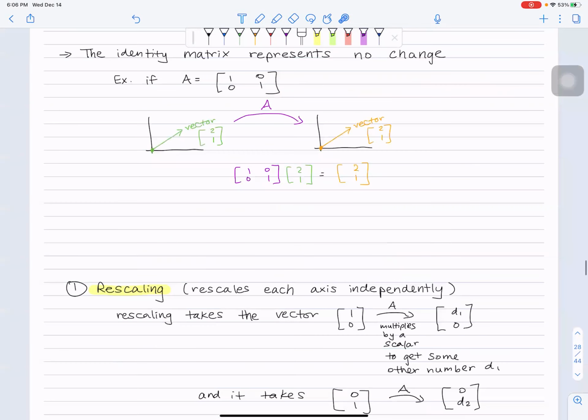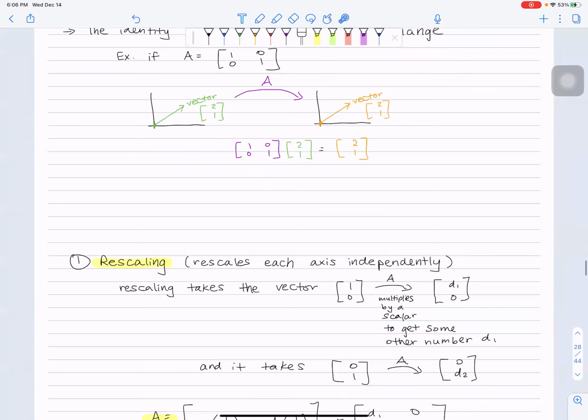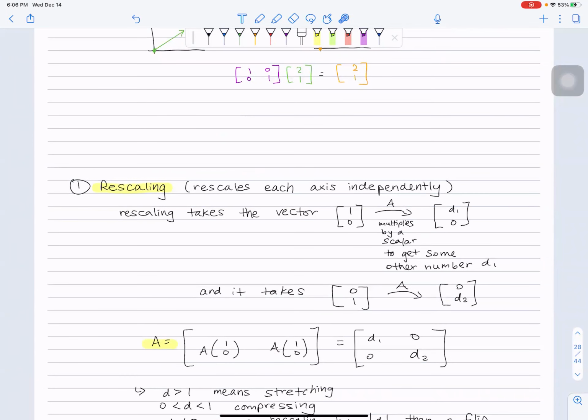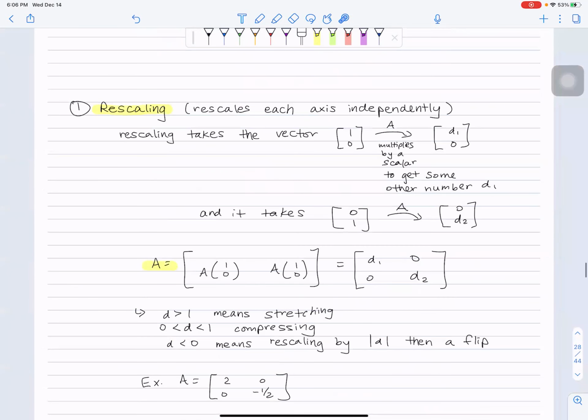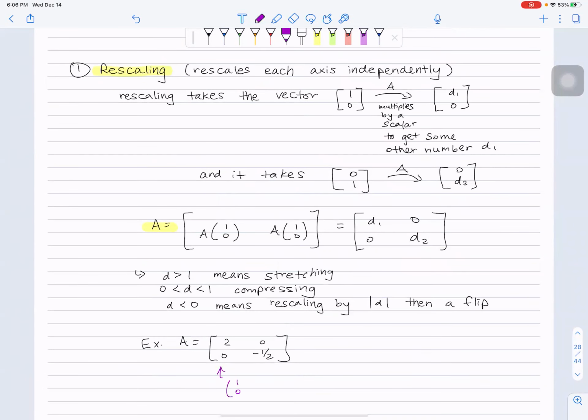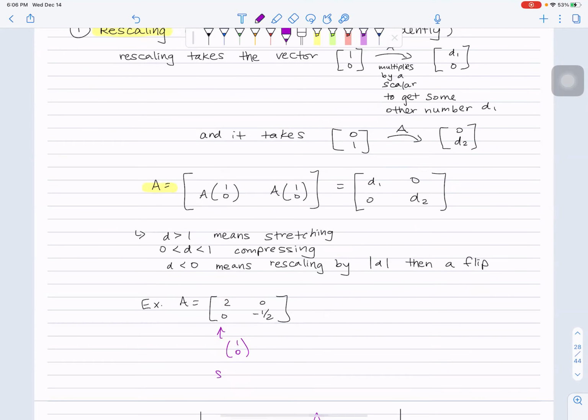First one, rescaling. Rescaling is where you can stretch or shrink the x-axis, stretch or shrink the y-axis. So how do you figure out what a matrix does? Well, we look at the first column. The first column represents whatever happens to your I vector, 1, 0. Here my matrix says it's 2, 0, which means I multiplied my I vector by 2. In other words, I stretched horizontally by 2.